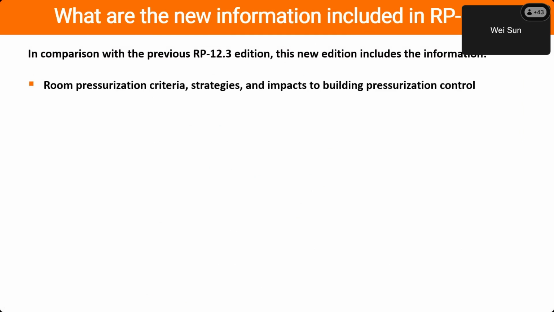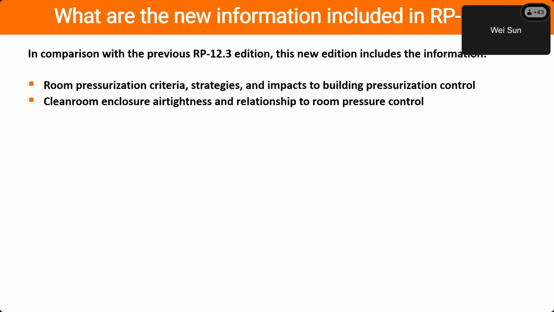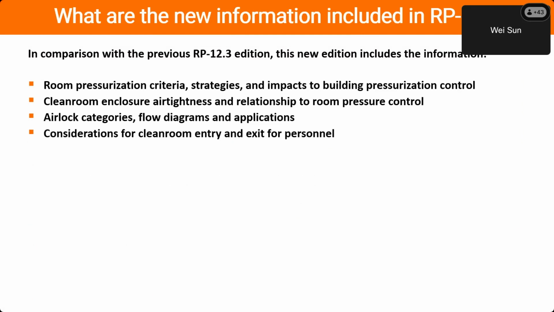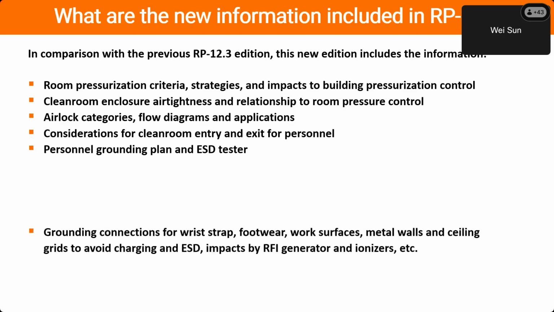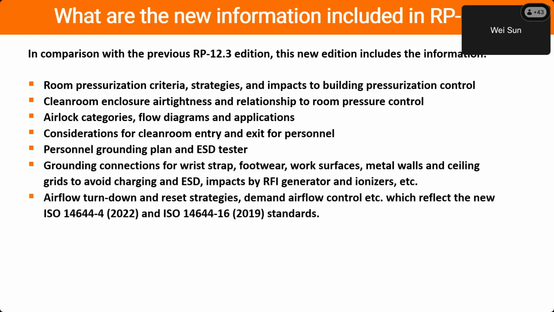One is the room pressure criteria, strategy, and impact to building pressurization, and the enclosure air tightness, and the relationship to room pressure control, and airlock category, flow diagram, and applications. And the clean room entry and exit protocols, and personnel grounding plan, and ESD tester, and grounding connection to many items. So I'm not going to read through these, but these are the new information that we included in this document.